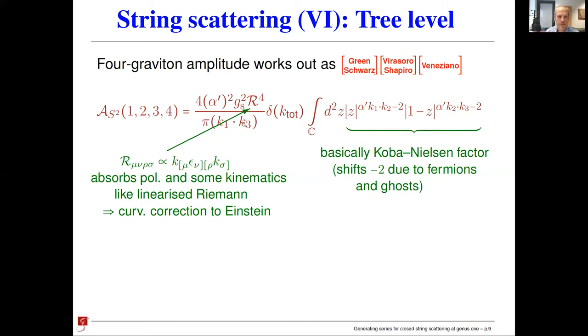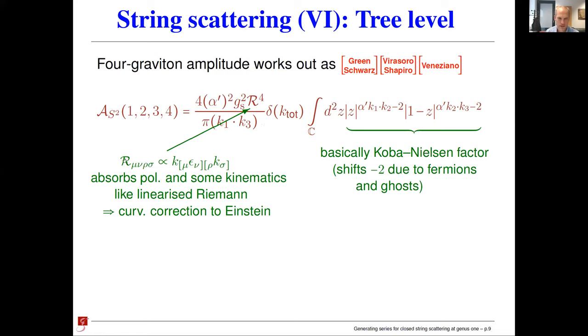And then in this case, we are scattering gravitons, so they have polarizations. What happens with the polarization is that they completely factor out of the correlation function and just give you something that involves four objects, the R_{mu nu rho sigma}. So there is one for every one of the four particles, which involves the polarization epsilon with two tensors and two powers of momentum. And they are contracted in a certain way, which is typically just denoted by R to the fourth.